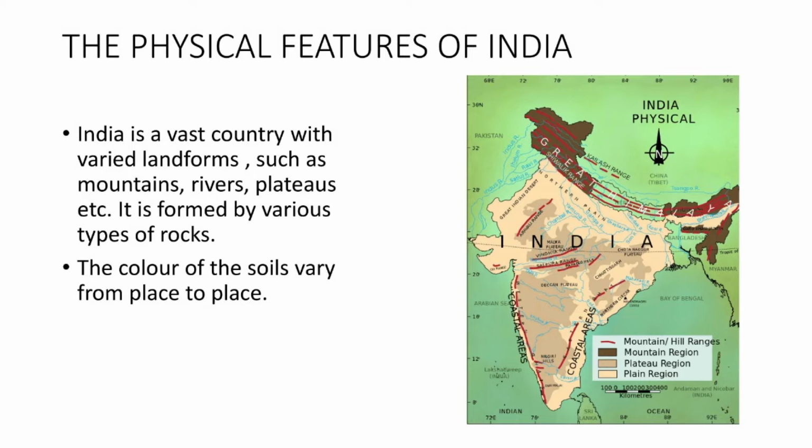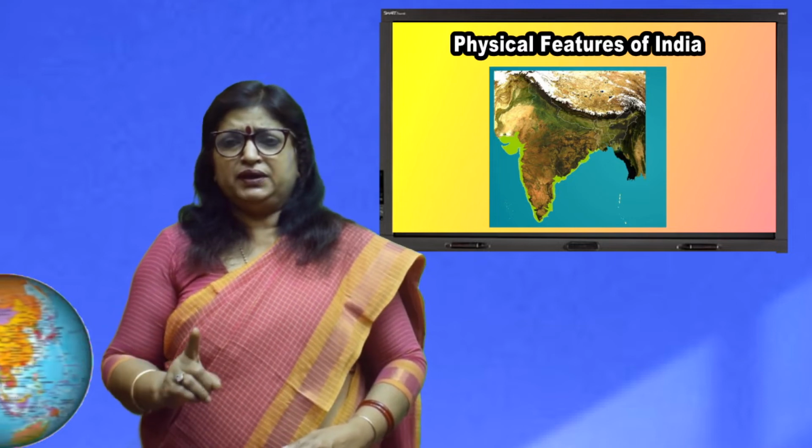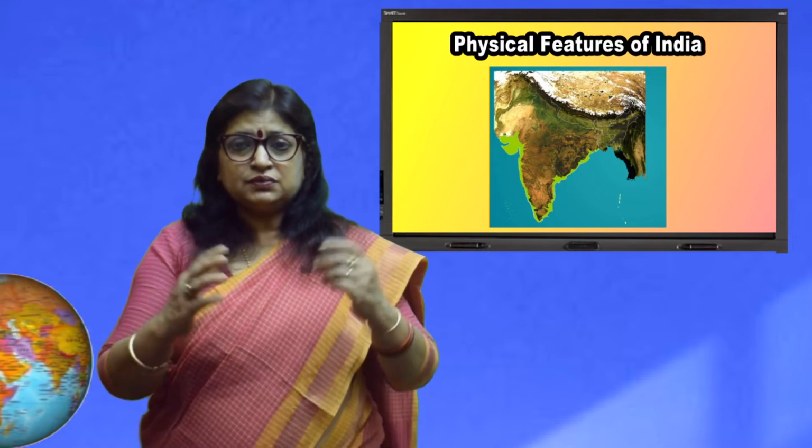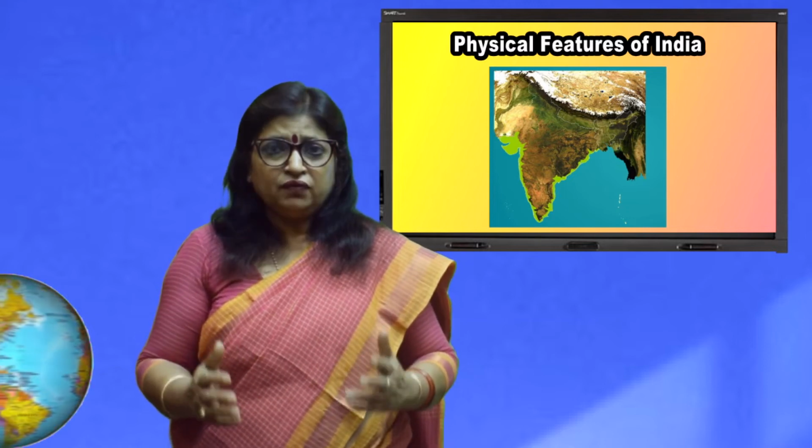If you look at the map of India, you can find that in the north we have the Himalayas, and in the center you will find the Peninsular Plateau. So several types of features are found in India. Definitely one question must be coming to you: how are these formed? How are these rivers, mountains and plateaus formed?